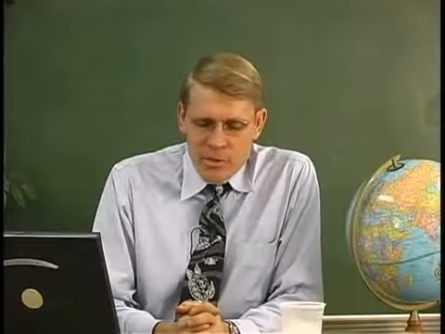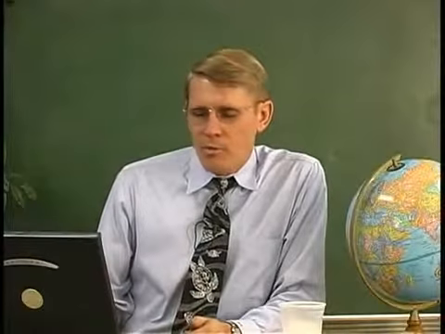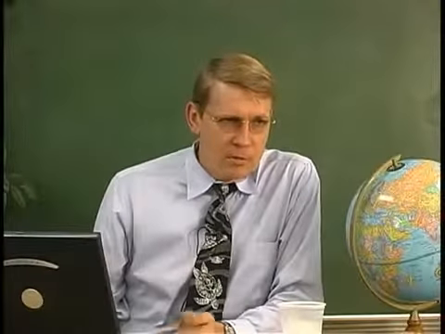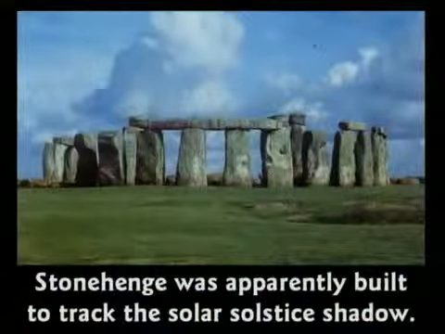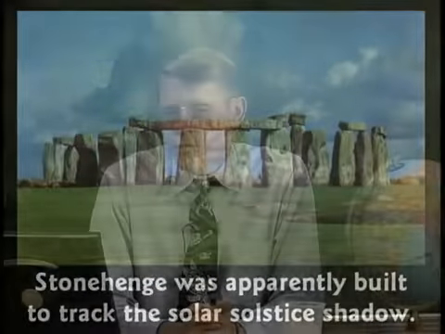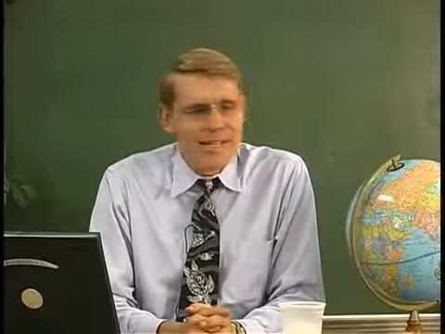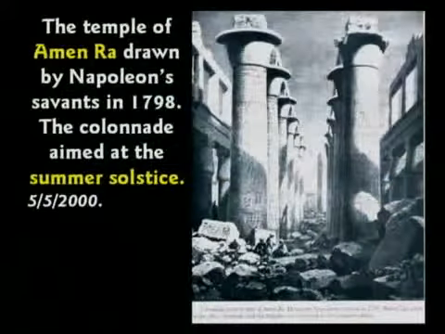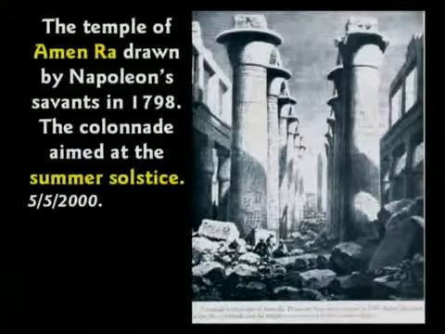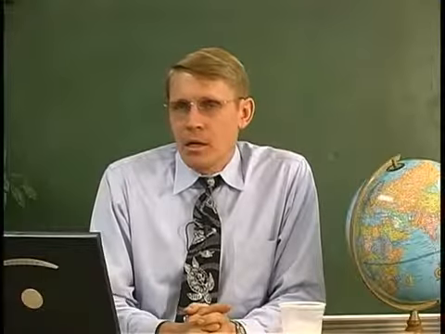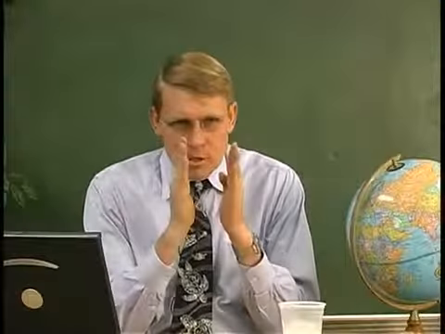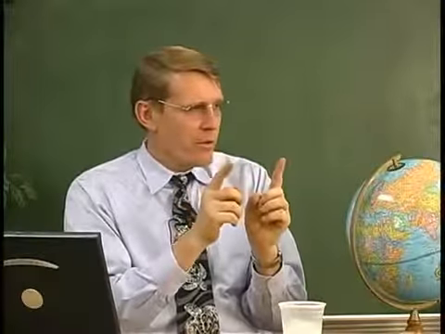There are numerous different bits of evidence that tell us the Earth has wobbled. For instance, Stonehenge, the rocks piled up there in England, and the temple Amun-Ra. Napoleon's savants drew this picture in 1798. I think it's been quite a bit more destroyed since then. Indicate that they built this thing so that the pillars would line up on June 21st with the sun.